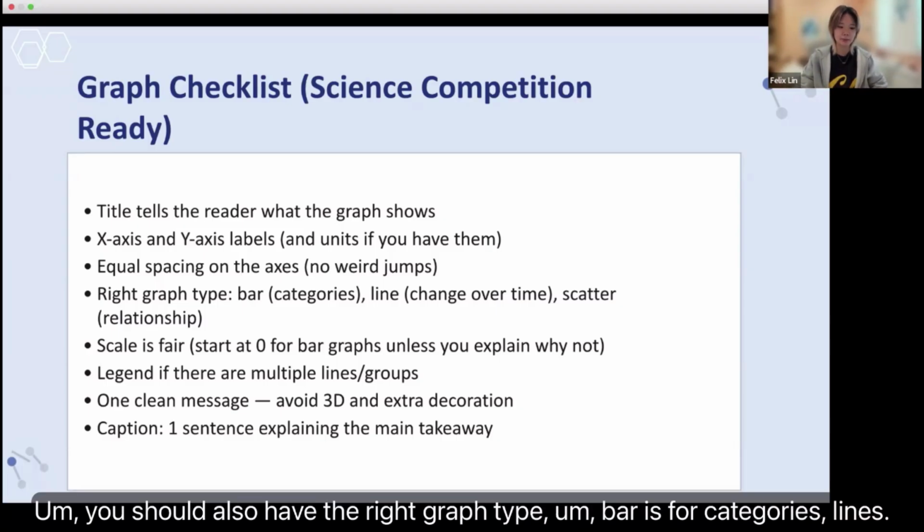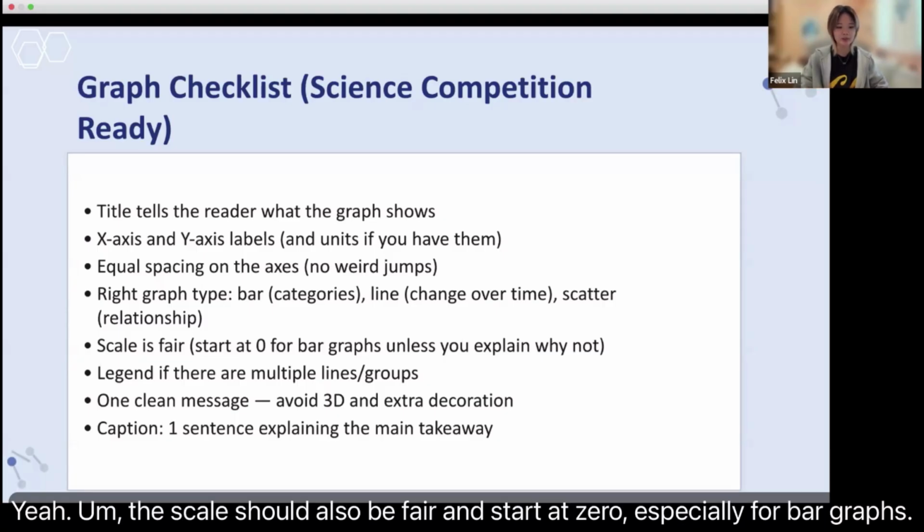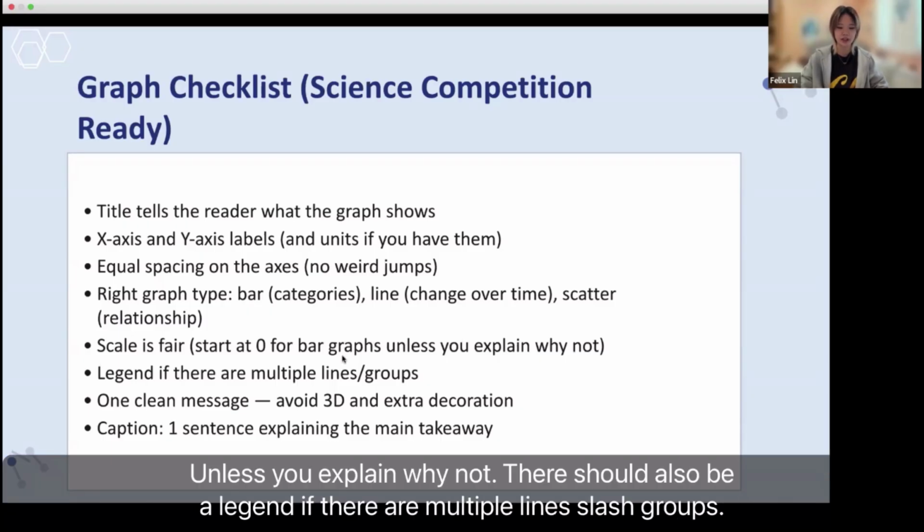You should also have the right graph type. Bar is for categories, lines are for change over time, scatter plots is for relationships. We'll go into that more in depth with later slides, but yeah. The scale should also be fair and start at 0, especially for bar graphs, unless you explain why not.